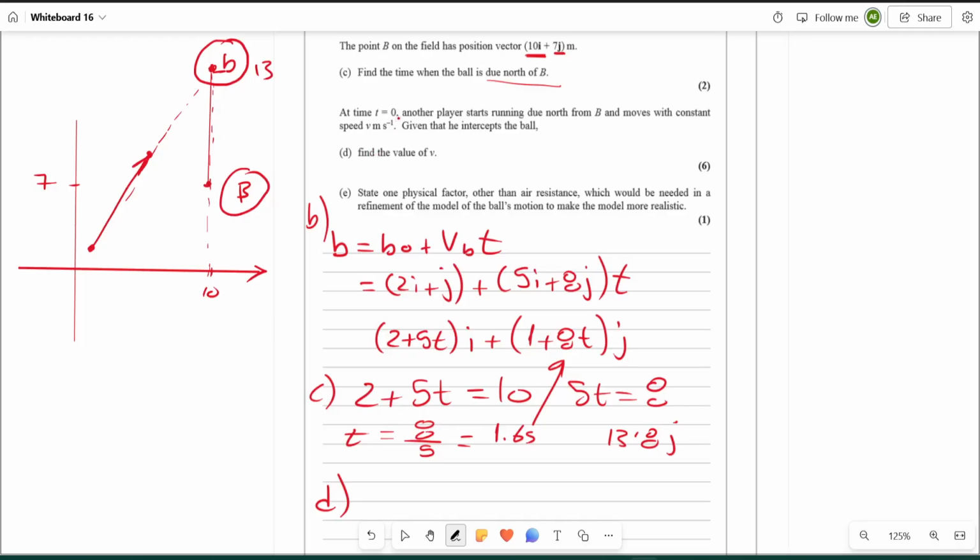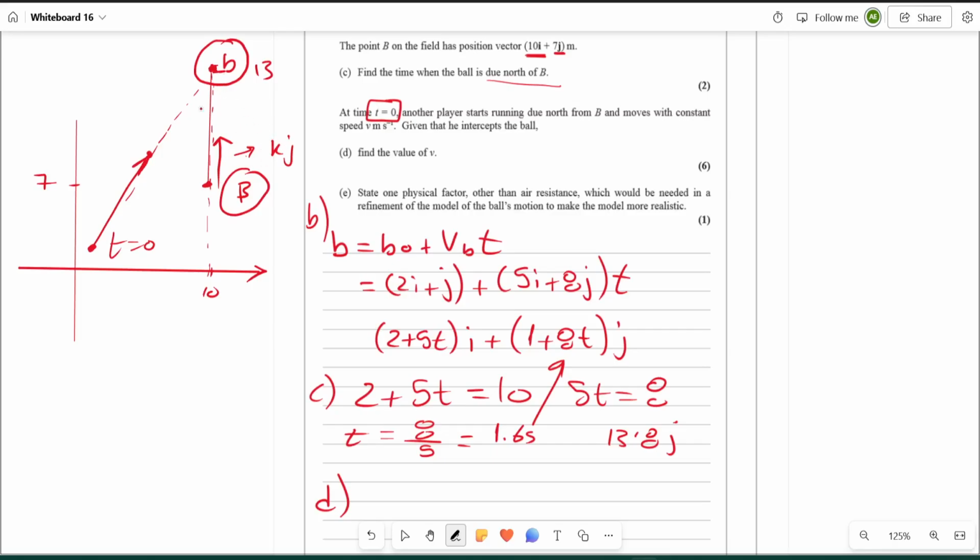Okay, so at time t equals 0, when the ball started moving, at the same time there is a player moving exactly north of B. So his velocity vector, I'd expect it to have only a j component, right? So something only in the j component. It's moving due north. They will both intercept each other.